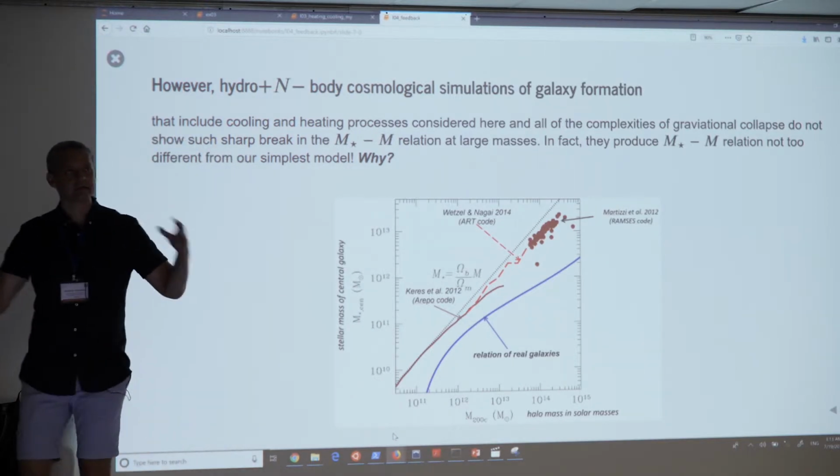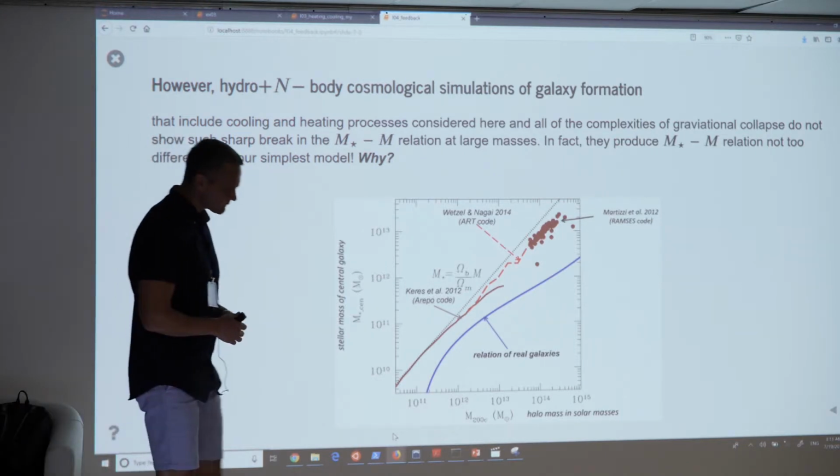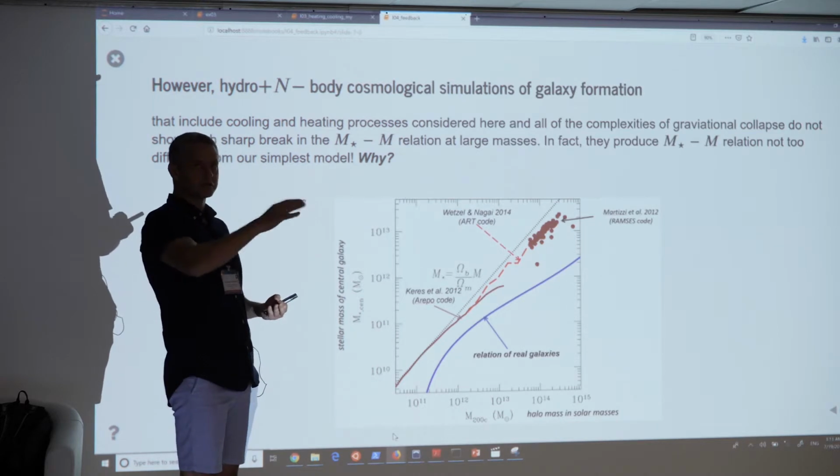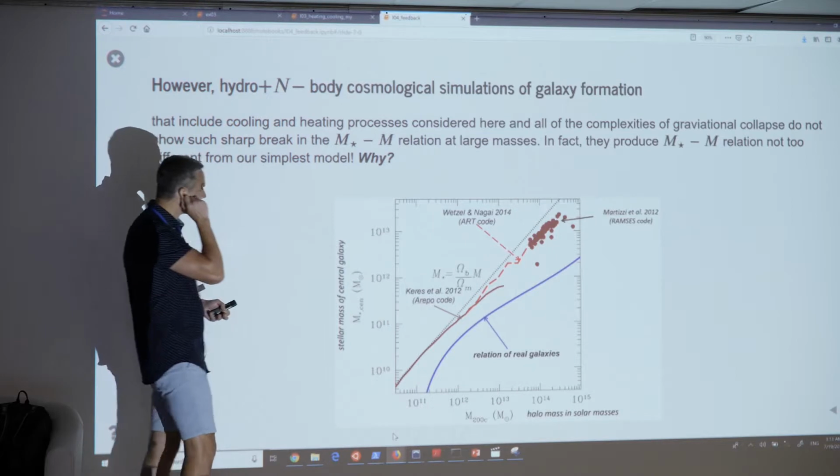So why do simulations that include all the physics that we considered, and that we could expect to introduce a strong mass scale into the problem, not do this? And this puzzle is real. People were puzzling with it.